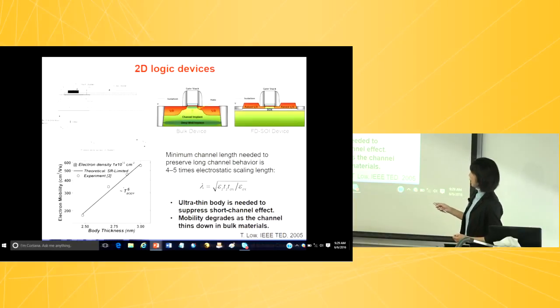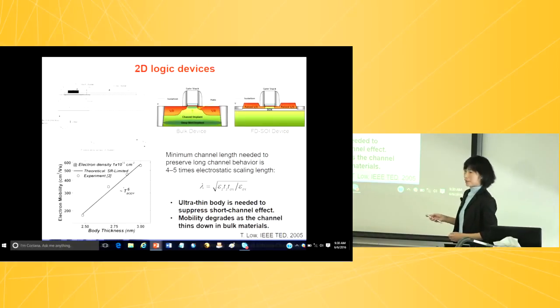Here shows the energy diagram for a MOSFET. If we have high drain bias and the channel is very long, the potential lowering due to this high drain bias has very little impact on the total barrier. But if we shrink down the channel length, this lowering of the potential, the barrier on the drain side, will also impact the barrier on the source side. Now the total barrier is not only controlled by the gate, but also controlled by the drain. So this is the short channel effect.